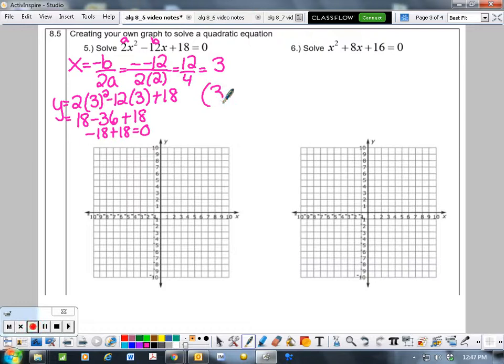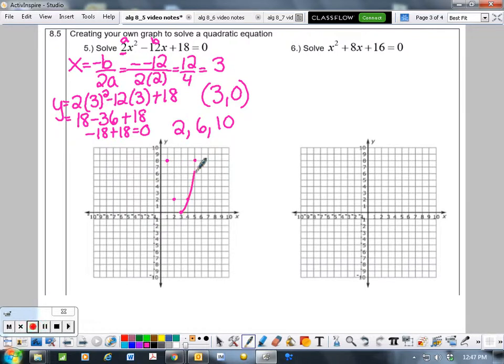So our vertex is at 3, 0. And then we have a pattern of change. If our a value is 2, it's going to be 1 times 2, 3 times 2, 5 times 2, and then we graph from here. So up 2 over 1, up 6 over 1.